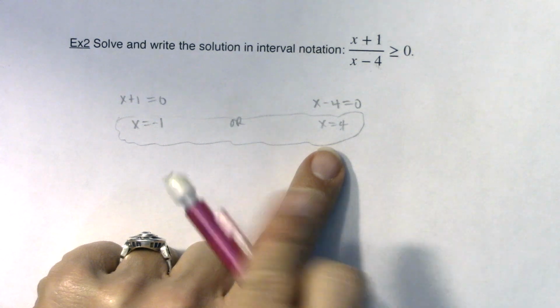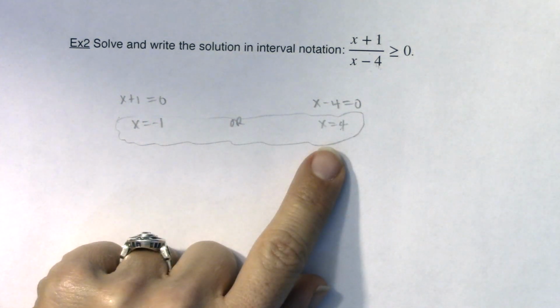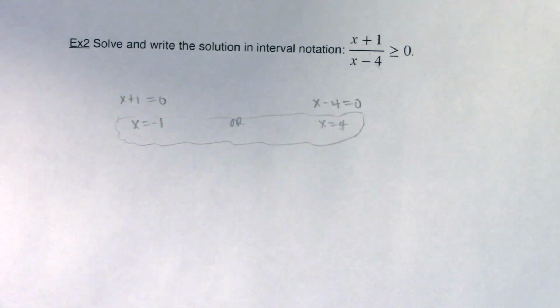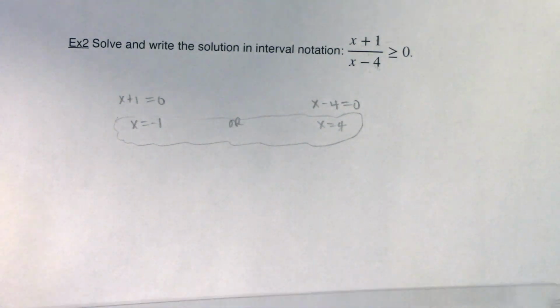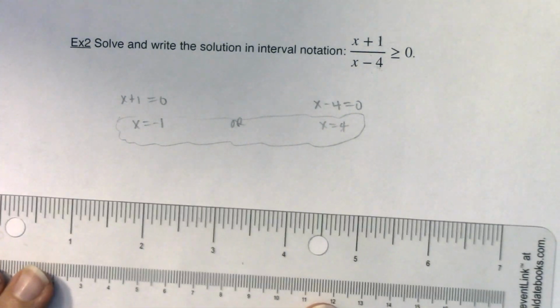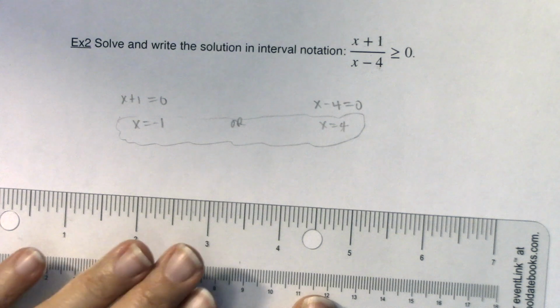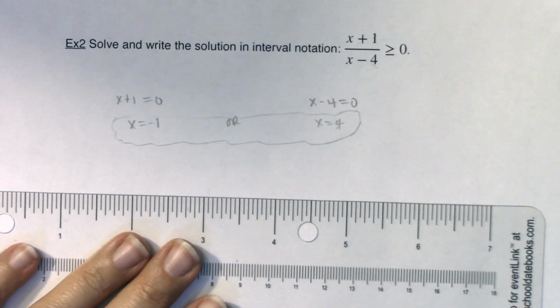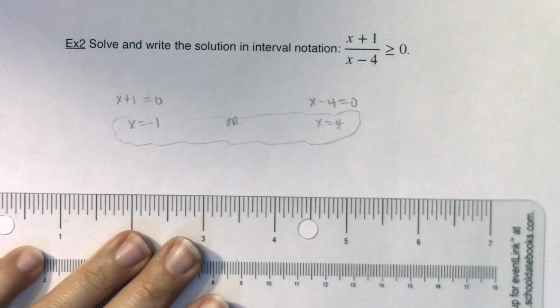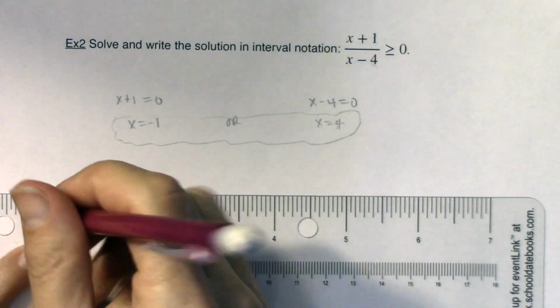So once you've set your numerator and denominator to 0 and solved for x, your next step is to make a number line. We're going to make a sign pattern, and I'm looking for my ruler. Oh, found it. So let's make a number line, our sign pattern. You can think of your sign pattern as just a smushed up x and y axis. All right, so I'm going to draw that line in here.